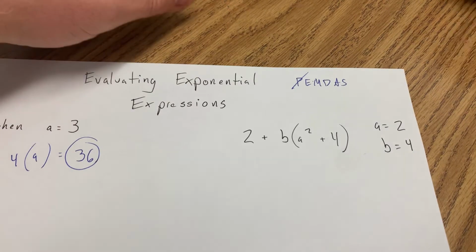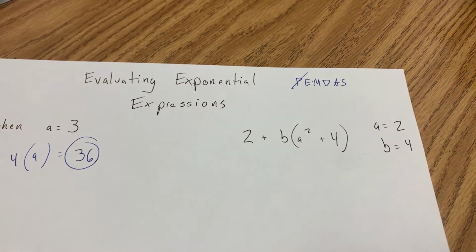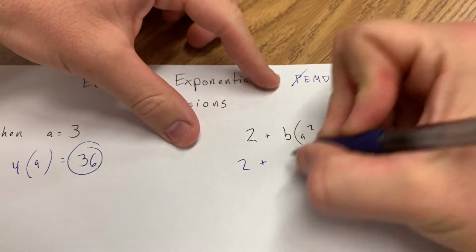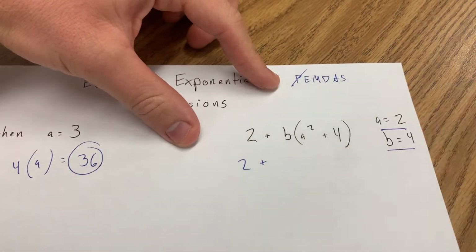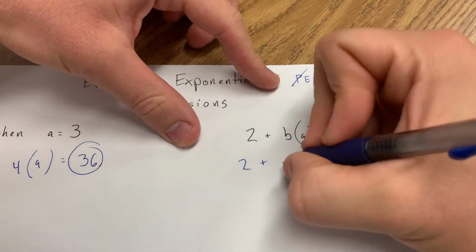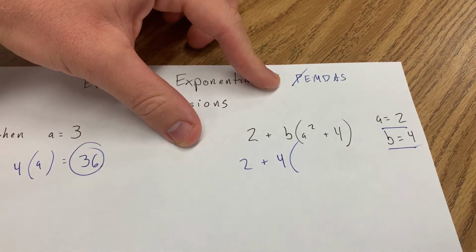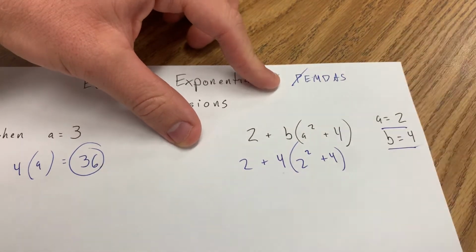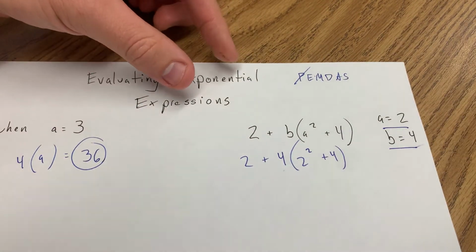A little more complicated because there's more than just one term here. So I'm going to rewrite my expression, but rather than writing the variables, I'm going to write what they're equal to here. So instead of b, I'm going to write 4. And then in the parentheses, instead of a squared, I'm going to write 2 squared and then plus 4 in the parentheses. So back to order of operations.